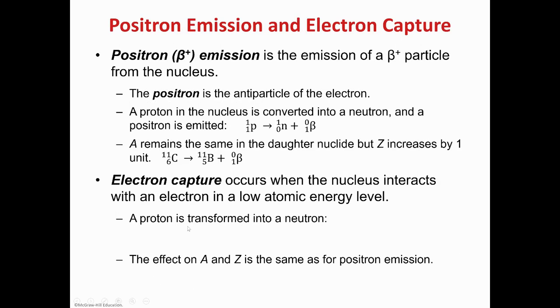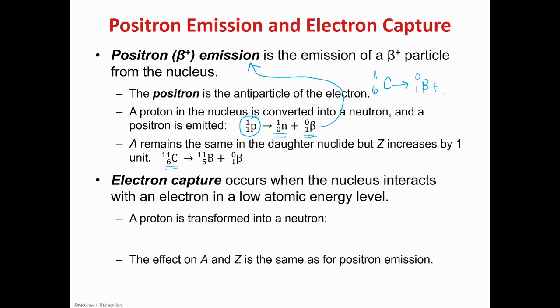Okay, a couple more that we need to know. Positron emission. This is essentially what's called an antiparticle, which you might have heard of in like sci-fi movies. A positron is a positively charged electron. This is when a proton within the nucleus is converted to a neutron, releasing a positively charged electron. That's called a positron. So here's carbon 11 undergoing positron emission.